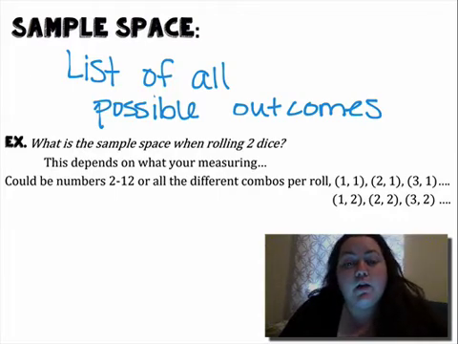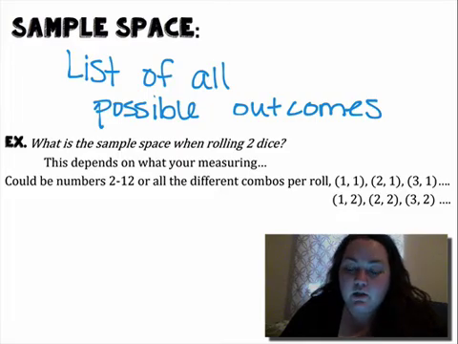Or all the different combinations per roll, so you could roll a 1 with a 1, a 1 with a 2, a 1 with a 3, and so on. Okay, so you could have all those combinations.